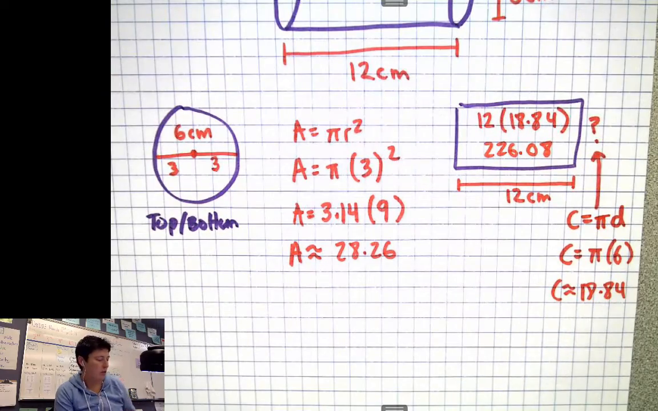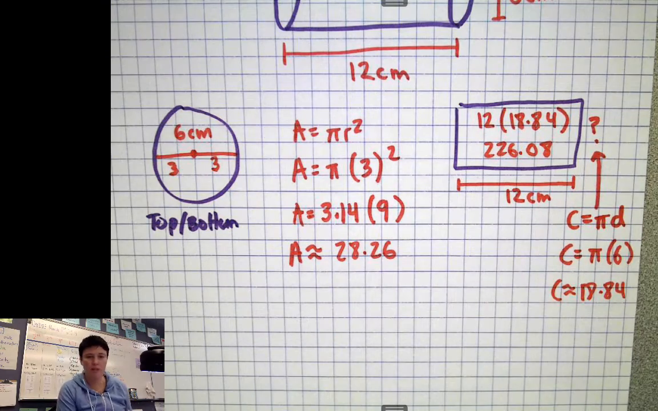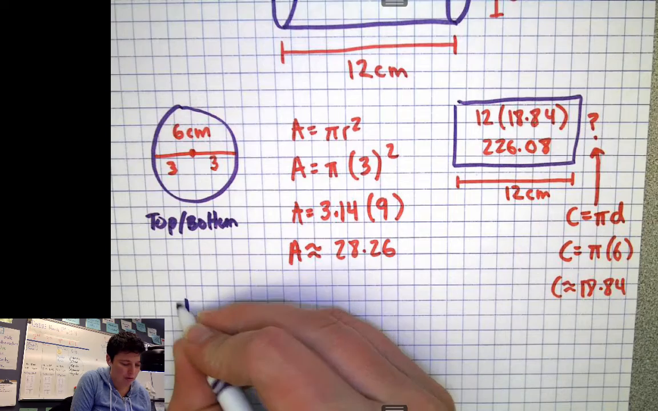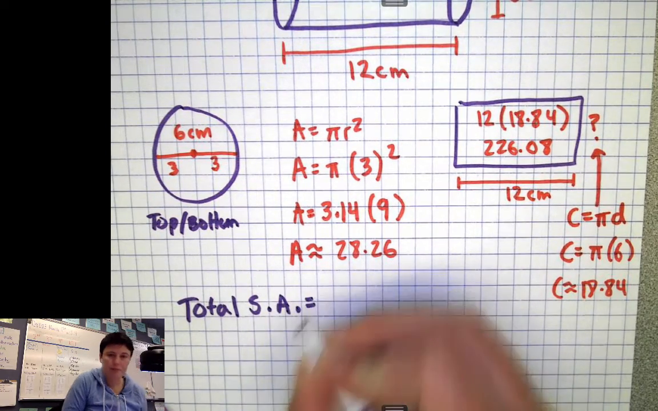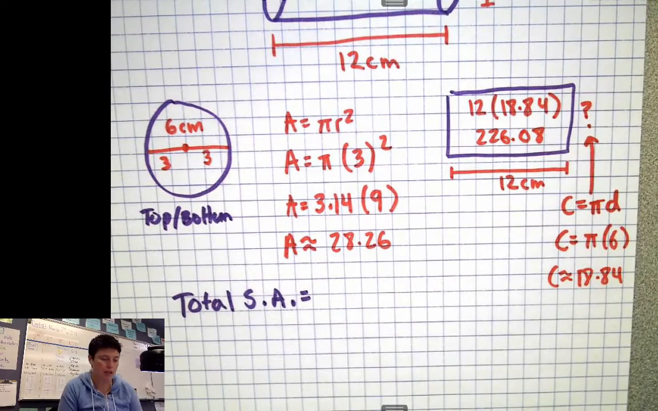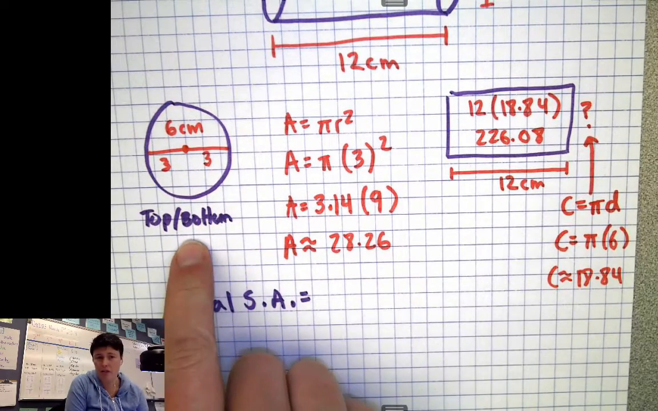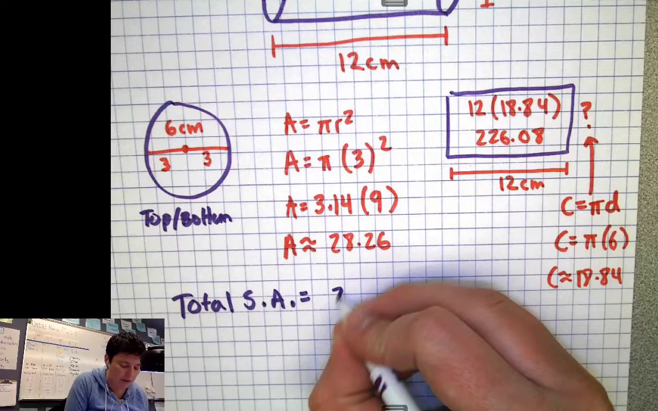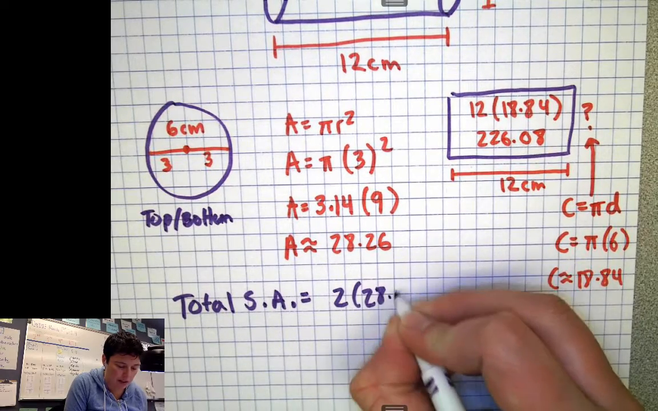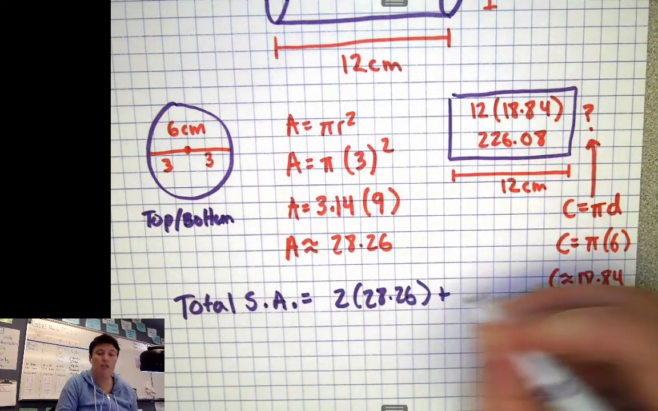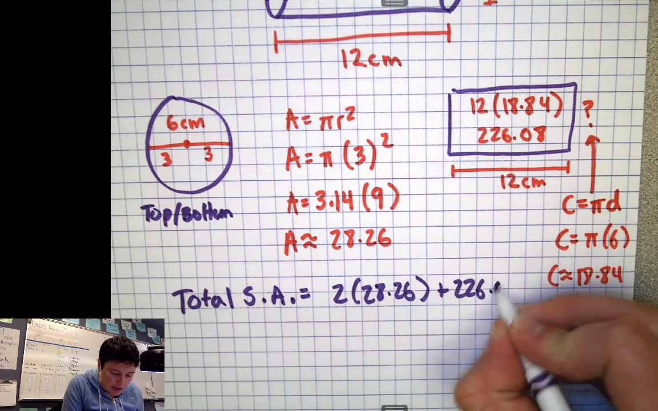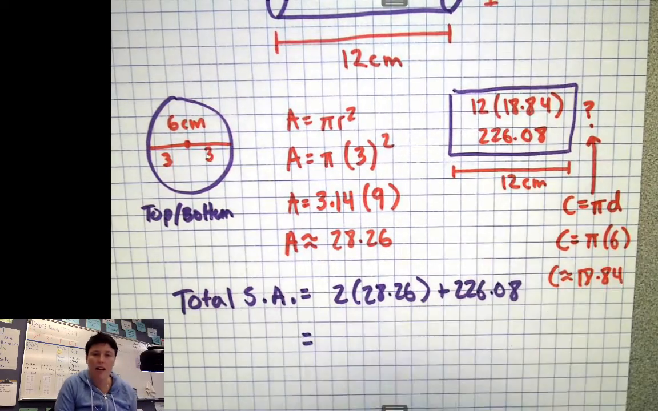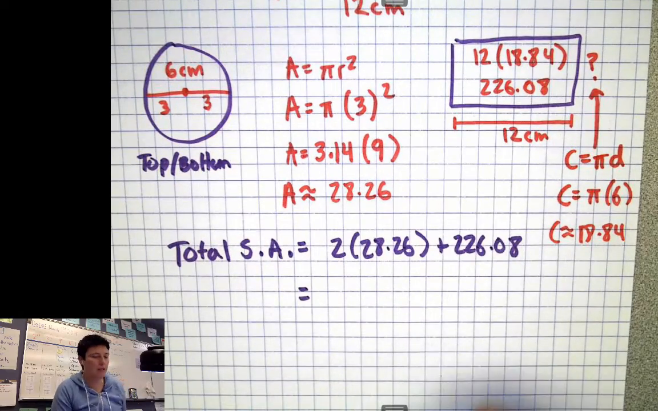So now, sweet, we're ready for an answer. We got time to find our total surface area here. Total surface area is going to be, let's see, 2 of these circles. There's a top and a bottom, so 2 of the 28.26's plus this rectangle that we just found, which was 226.08. Whatever this all adds up to be, that's going to be our final solution.